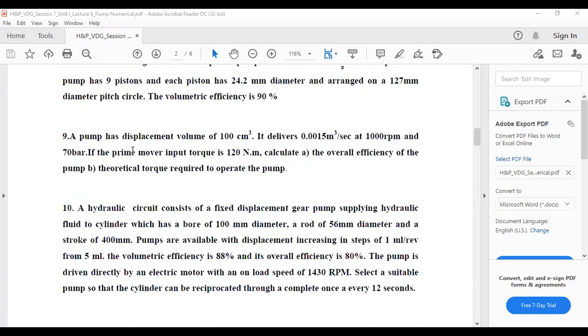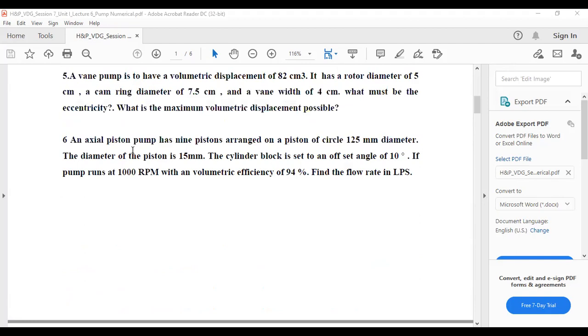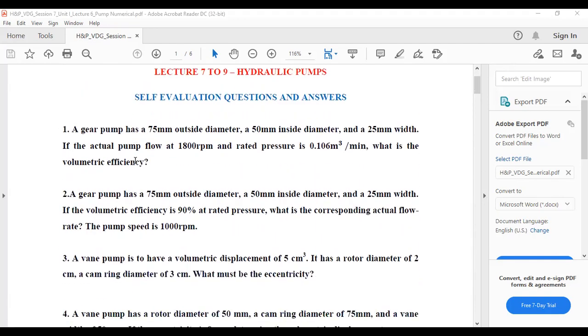Total 10 problems for your practice. Any doubt, any queries in these problems, please ask me. Thank you.